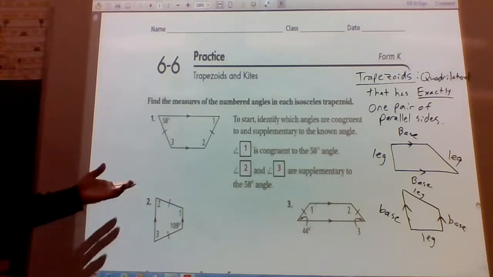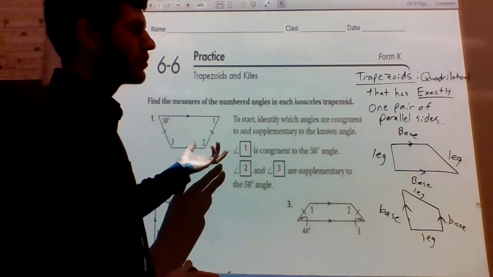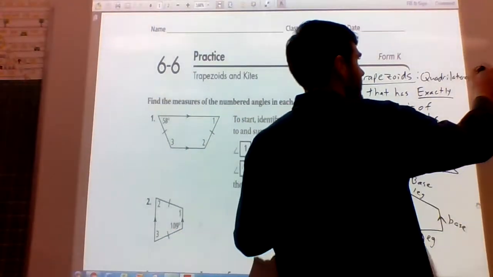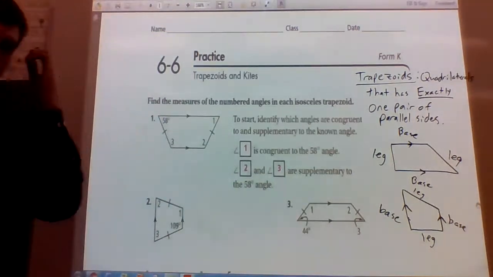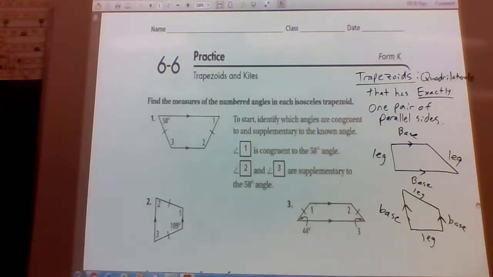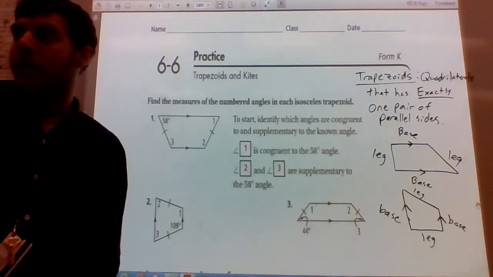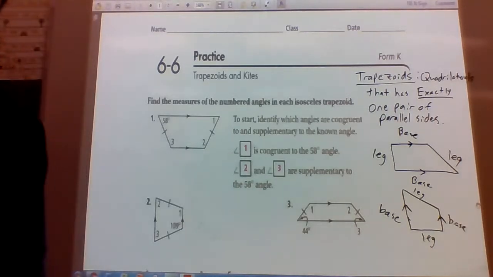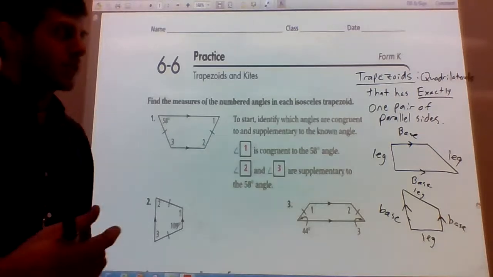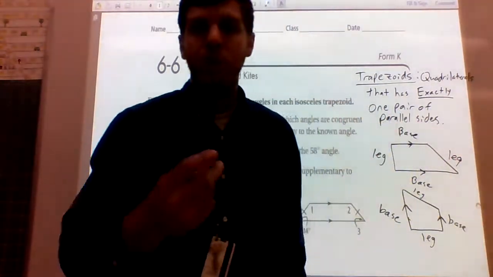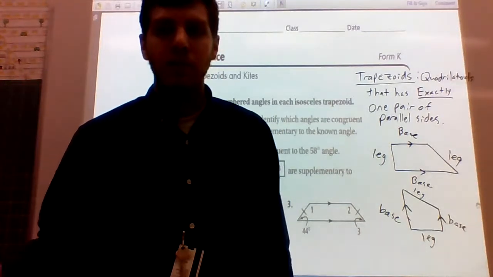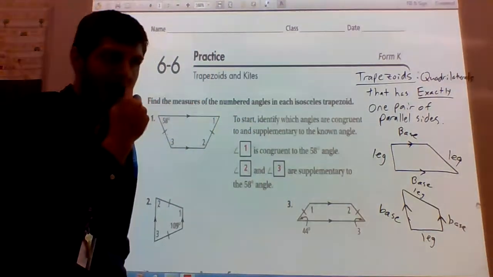So trapezoids are quadrilaterals that have exactly one pair of parallel sides. Okay. So we've talked about parallelograms. Parallelograms are quadrilaterals that have two pairs of parallel sides. So we start at the top with quadrilaterals. Okay. The four-sided figures, quadrilateral. So lateral means sides, quad means four sides.